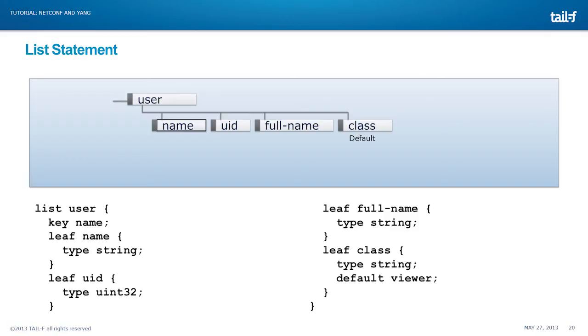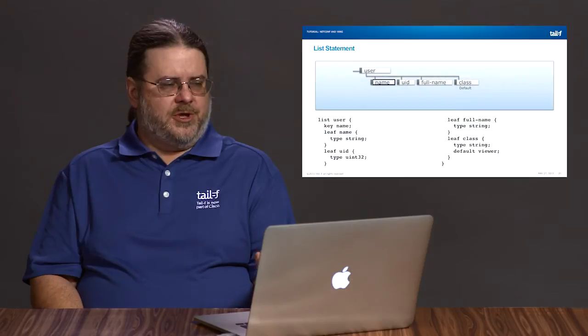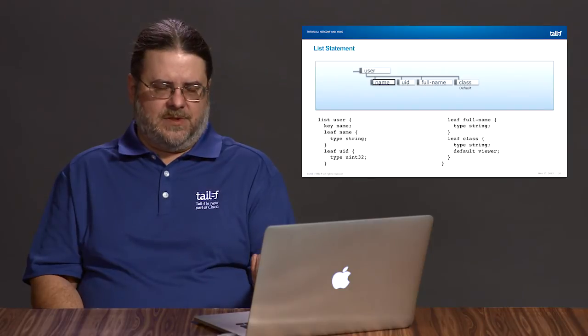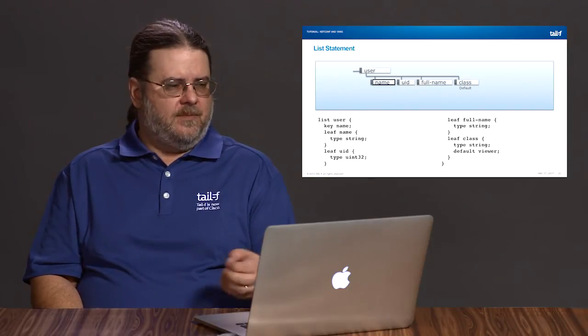Lists are similar to leaf lists. They could be ordered by system or ordered by user. Most commonly, unless you have a real need to control the order, you just leave it at its default value of ordered by system. Since ordered by doesn't show up here in this definition, its default value of system is used.